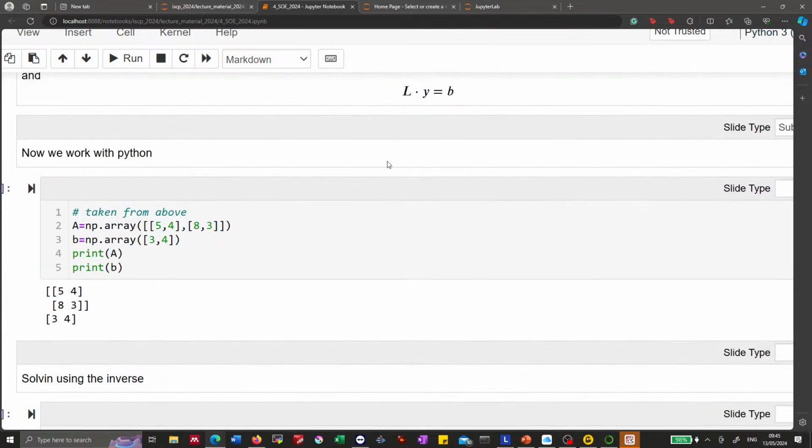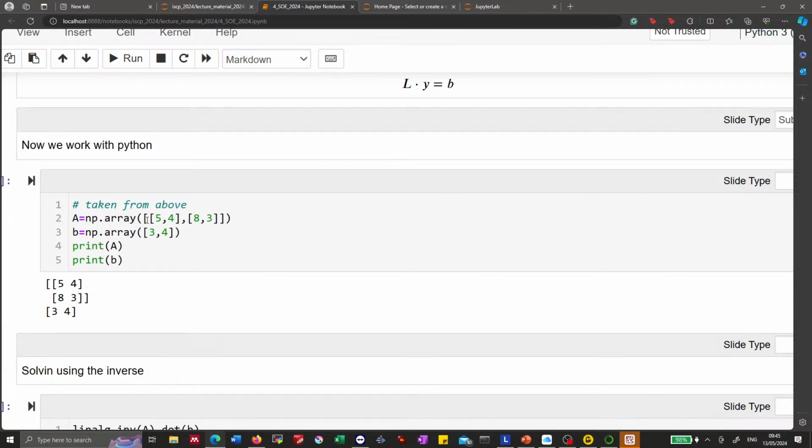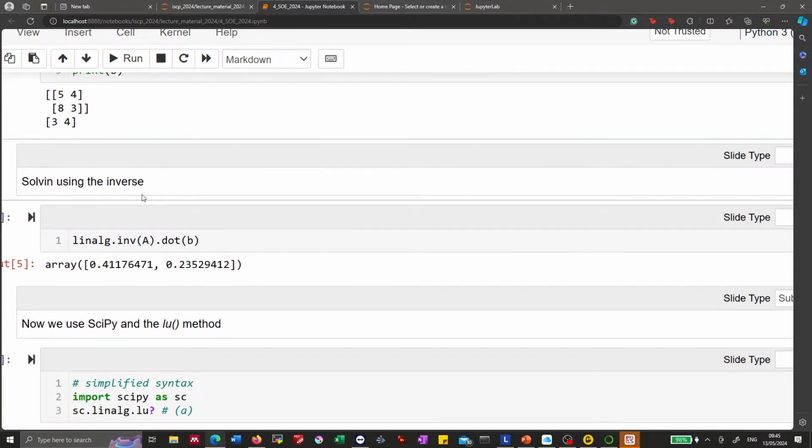So let's see. Now we work with Python. So we have a matrix A, 5, 5, 4, 8, 3. Then we have a vector B, 3, 4. We check that everything is implemented correctly. To make sure that we find the correct solutions, we first will get the solution with an algorithm we trust already. What we do there is we create the inverse of A, multiply this with B to get our solution vector X.